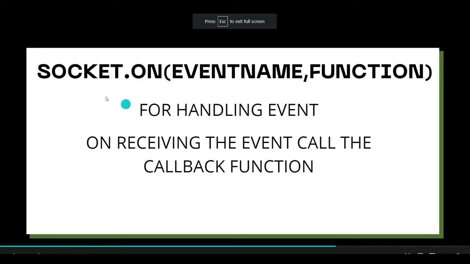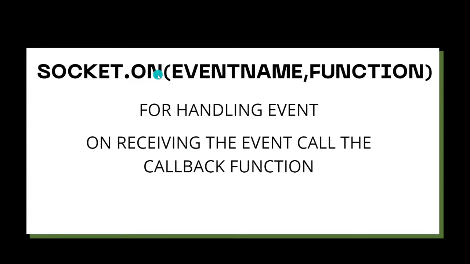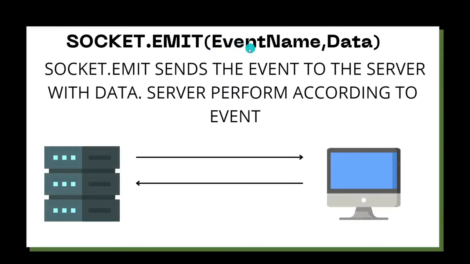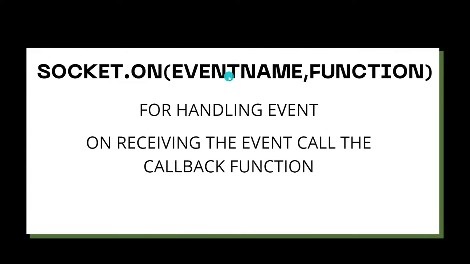So coders, let's learn what is the Socket.on method. This Socket.on method also takes an event name and a function, but we can't give this event name any name we want, like we were giving in the Socket.Emit method. In Socket.Emit we can give any event name we want, but in Socket.on we can't. And what is this Socket.on? It is used for handling events. So what does it mean?